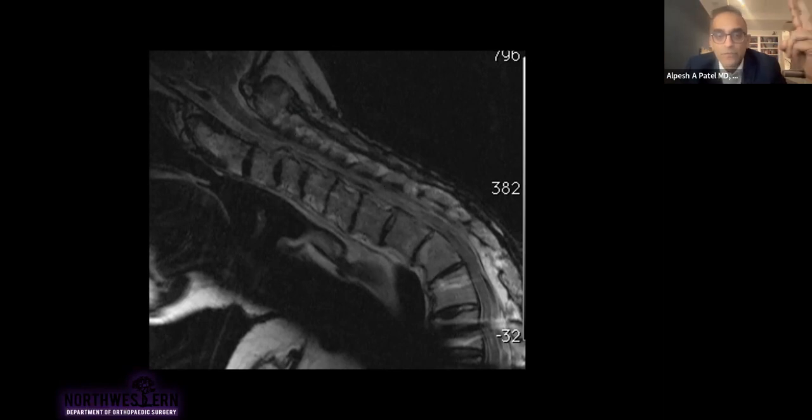Step number two, where's the deformity? Is it in the middle of the cervical spine? No, it's probably at this cervical thoracic junction. That's C3, 4, 5, 6, 7, T1. This is T2 to T3, okay?